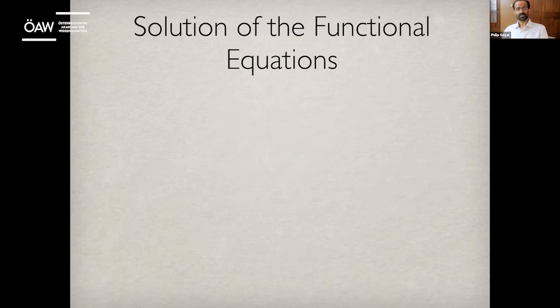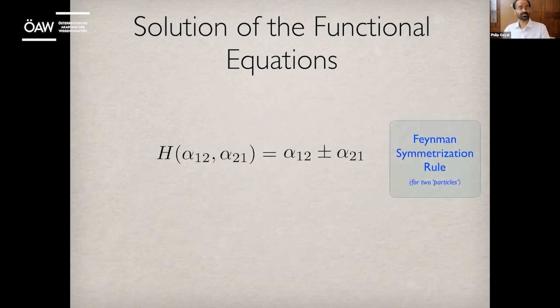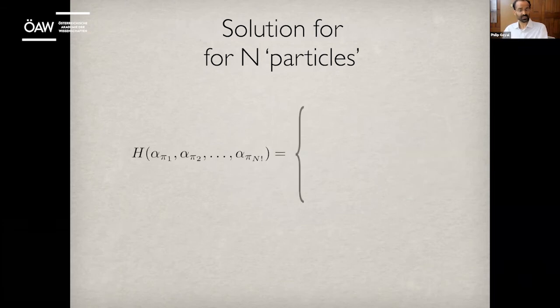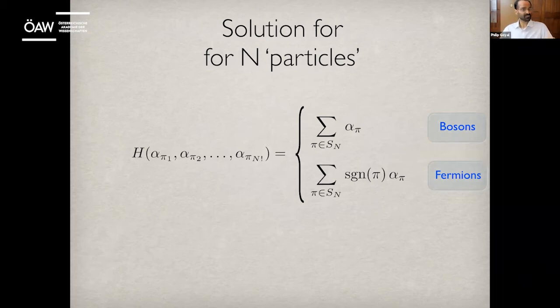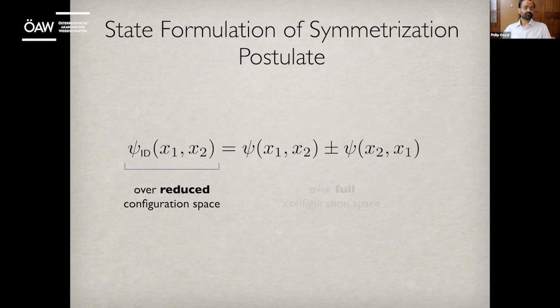So on the basis of this, it turns out you can actually solve for H, and you get the symmetrization postulate in Feynman's form, and the argument does generalize to an arbitrary number of particles. I'm using particles as a generic term. What I really mean is identical subsystems. So we're much more familiar with the symmetrization postulate in the language of states. So you can transform this Feynman form of the symmetrization postulate over to the state formulation. And I just want to briefly say that this is rather intriguing.